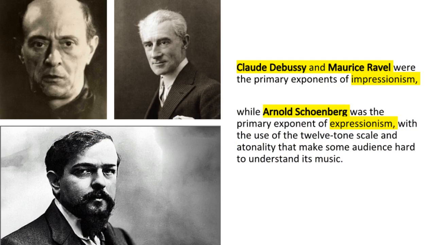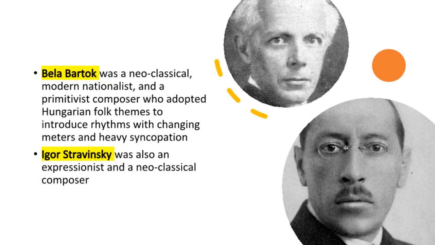A lot of outstanding composers of the 20th century each made their own distinctive mark on the contemporary classical music styles that developed. Claude Debussy and Maurice Ravel were the primary exponents of Impressionism, while Arnold Schoenberg was the primary exponent of Expressionism, with the use of the 12-tone scale and atonality that makes some audiences find it hard to understand his music. Bela Bartok was a neoclassical, modern nationalist, and a primitivist composer, who adopted Hungarian folk themes to introduce rhythms with changing meters and heavy syncopation.